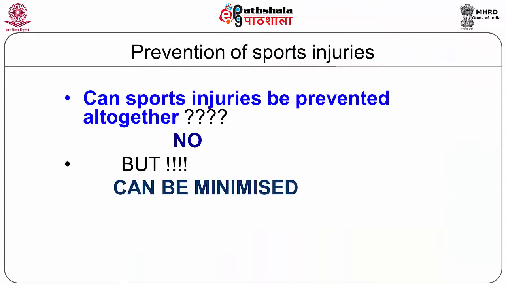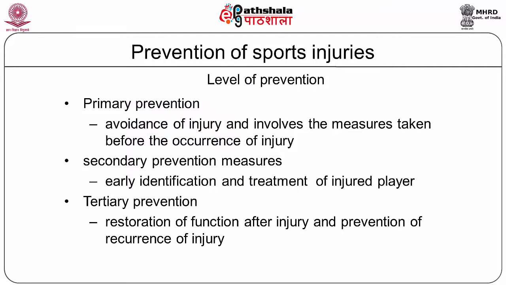The incidence of sports injuries can be greatly reduced by incorporating the principle of injury prevention in the overall training and competition of the athlete. The preventive measures can be grouped under three broad levels of primary prevention, secondary prevention, and tertiary prevention. Primary prevention aims at avoidance of injuries and involves the measures taken before the occurrence of injury. If primary prevention measures are successful, the athlete may not sustain injury in the first place.